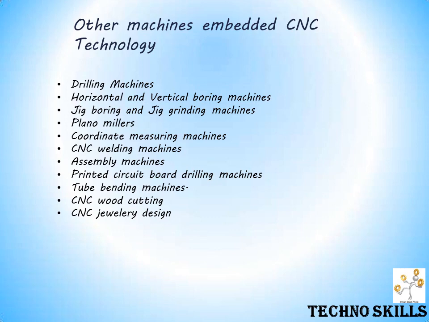So, you can see a coordinate measuring machine which is embedded with the CNC. We call it CNC CMM, and we have welding machine, assembly, PCB drilling machines, pipe bending machines, then CNC wood cutting and CNC jewelry design is also there. So, these are all the other machines which are having this technology. Some more machines are there, like laser cutting machines and water wash machines also are available.